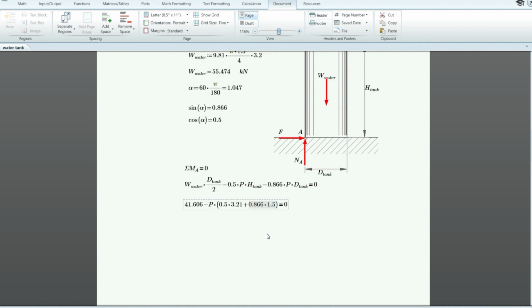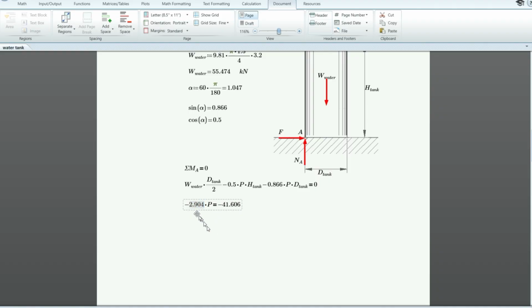And let's evaluate this. How much is this? 2.094. So this becomes 2.904 times P. Then we'll delete this one. Next, we are going to subtract 41.606 from both sides of the equation so that the first two terms will cancel out, or will be equal to 0.